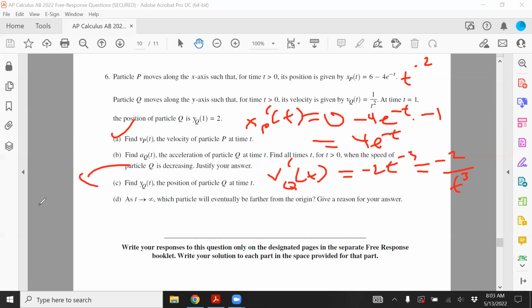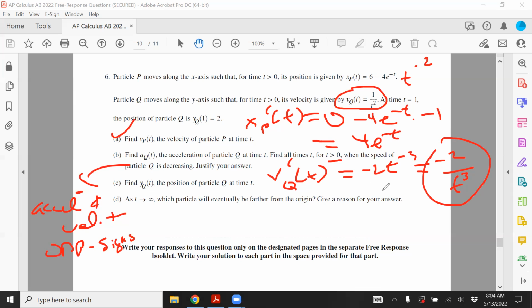Well, for speed to be decreasing, you need acceleration and velocity to be opposite signs for that to happen. Well, here's the deal. The velocity is never going to be negative. That's always going to be positive because you're squaring and t is greater than 0. Obviously, you can't have negative time. So we're going to need the acceleration to be negative. Well, the acceleration, because t is greater than 0, that's always going to be negative, right? Because you have -2 over t cubed.